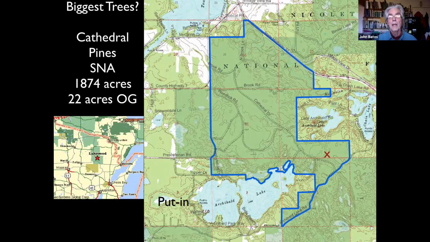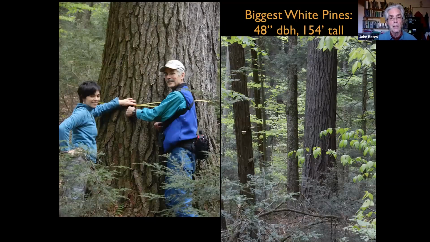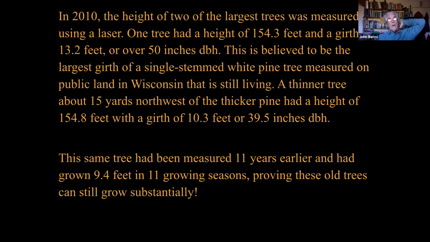It's worth walking. Here we are measuring the biggest white pines we found were 48-inch DBH and 154 foot tall. But here's some other fellows who walked in here in 2010, and they found a white pine that was 50 inches DBH, 154 feet tall. And they found another one that was slenderer, still 39 inches DBH, 154 feet tall. But what's interesting, I thought, was they mentioned that the same tree had been measured 11 years earlier, that narrower, thinner one, and it had grown 9.4 feet in 11 growing seasons, almost a foot a year, proving that old trees can still grow substantially.